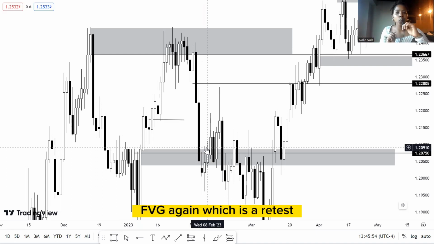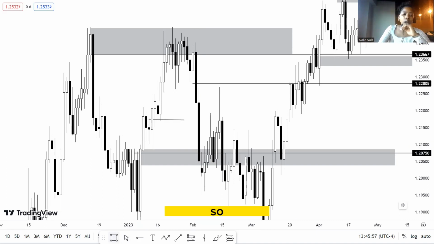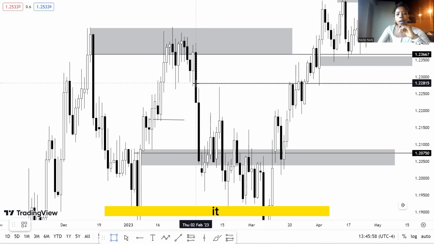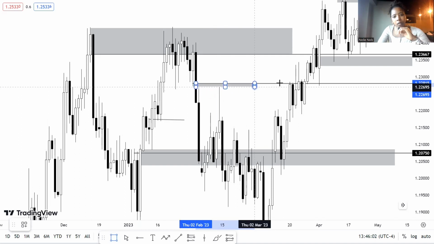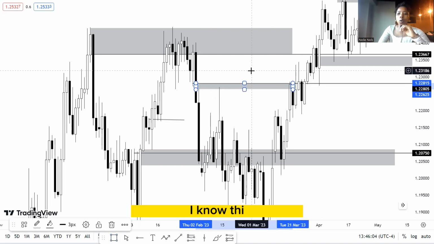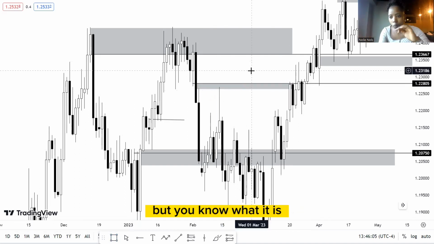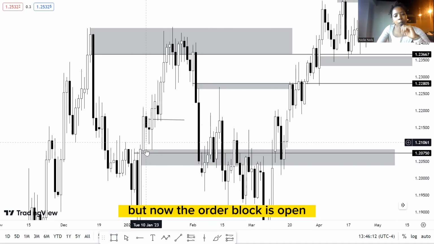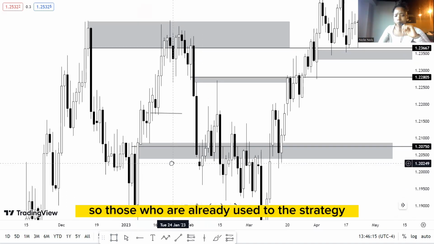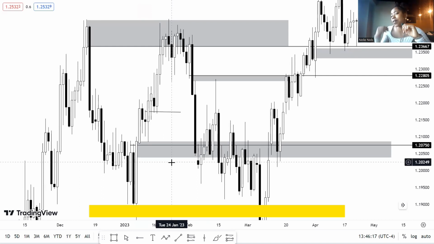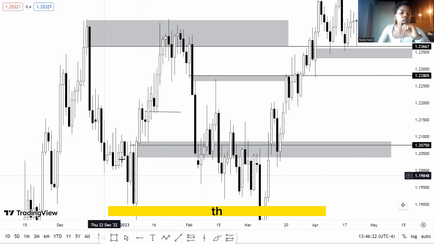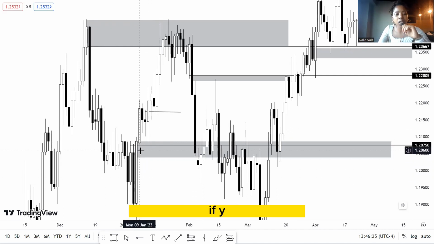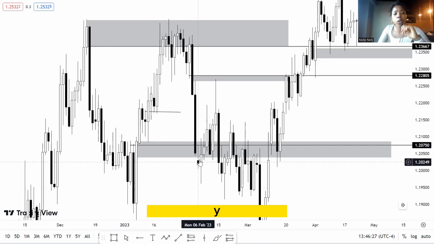Doing what? The fair value gap, which is a retest. So it will do what? It will come to the half of that candle. As you can see, it did. I know this is cherry picking, but you know what it is. So when it came there, let's say you missed this whole move, but now the order block is open. So those who are already used to the strategy, know how to trade it, they've been watching so many videos, they understand. They know that at this time, because there is an order block here, if you can just wait a little bit, you can get a nice buy.